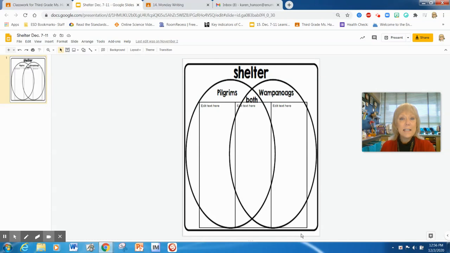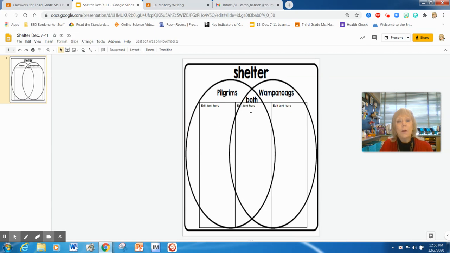Okay, boys and girls, let's take a look at our social studies. Now, we have been working on gathering information about the Pilgrims and the Wampanoags, and we are using a Venn diagram in order to compare and contrast the difference between the Pilgrims and the Wampanoags, and we're going to focus on shelter for this week.